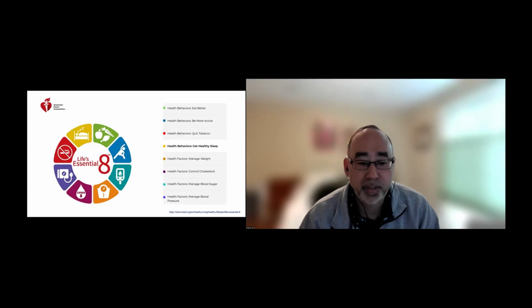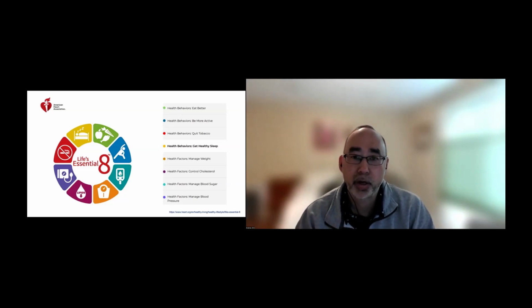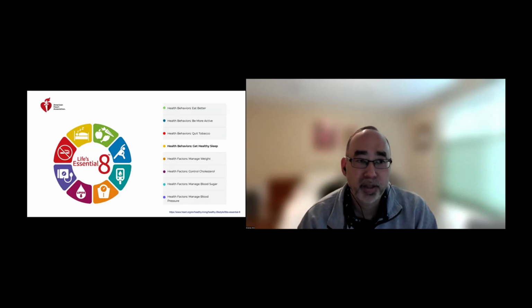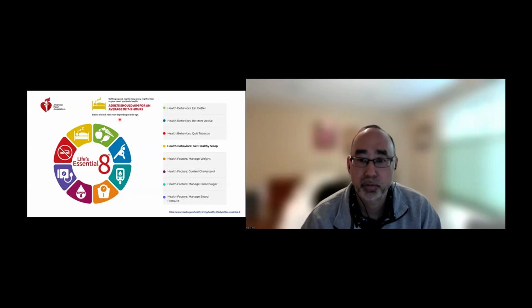But as a result of this emphasis on the sleep duration being important for these various key clinical outcomes, public health has placed most of their energy on optimizing sleep duration. For instance, this is the American Heart Association's Life's Essential Eight. And you can see it outlined here: eating better, being more active, quitting tobacco, managing your weight, controlling cholesterol, managing blood sugars, and managing your blood pressure, and get healthy sleep. But when they talk about getting healthy sleep, this is the actual depictions that they show on their website. Adults should aim for an average of 7 to 9 hours. And obviously, it depends on the age.